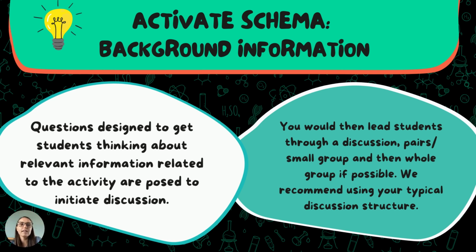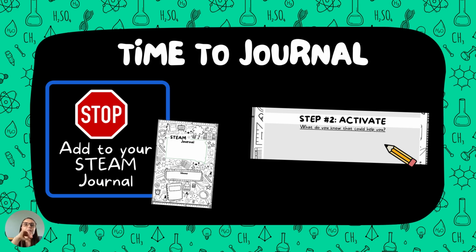So we'll pose like 2 to 4 questions on a sheet that looks like this, on a slide that looks like this. And then you would lead students through a discussion using your typical protocols for discussion. So think, pair, share, whatever it is that you use. You can end in a whole group discussion. And this is just a really great way for kids to not only communicate some more in this project, but also for them to think critically. And then in their STEAM journal, they can record.